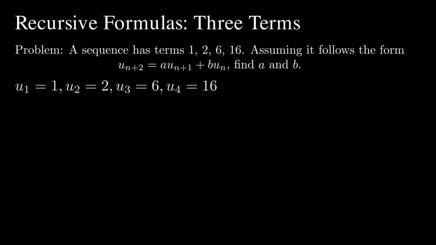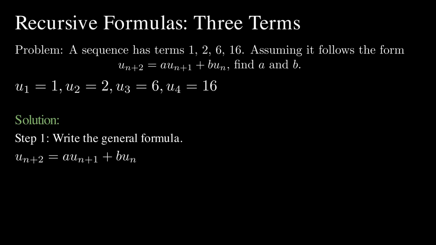Let's work through an example. Consider a sequence whose first 4 terms are 1, 2, 6, and 16. Assuming this sequence follows a recursive relationship of the form u(n+2) equals a times u(n+1) plus b times u(n), our task is to find the values of a and b. Okay, this is what we're going to do. Step 1, start by writing down the general form of the recursive formula. So we have u(n+2) is equal to a times u(n+1) plus b times u(n).